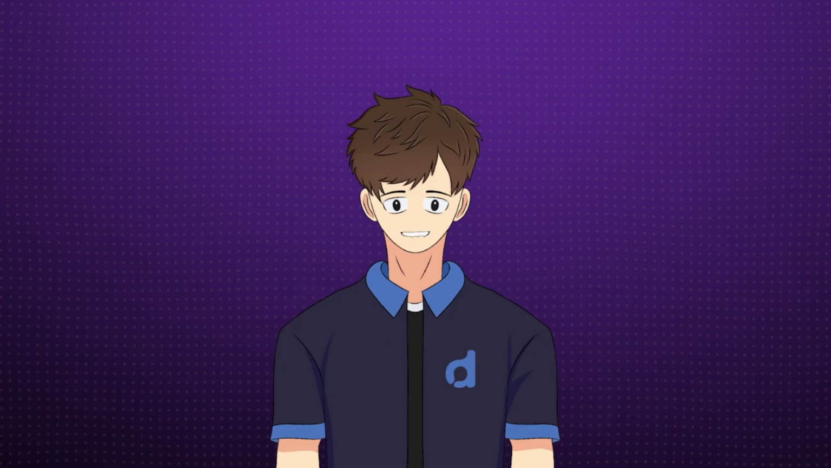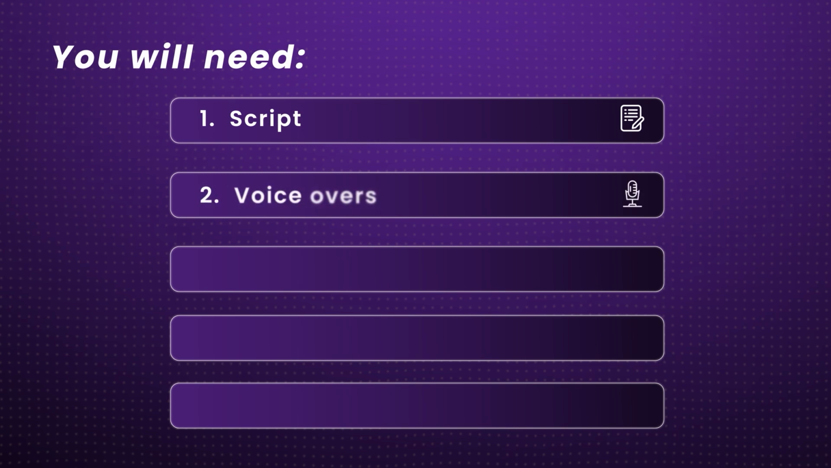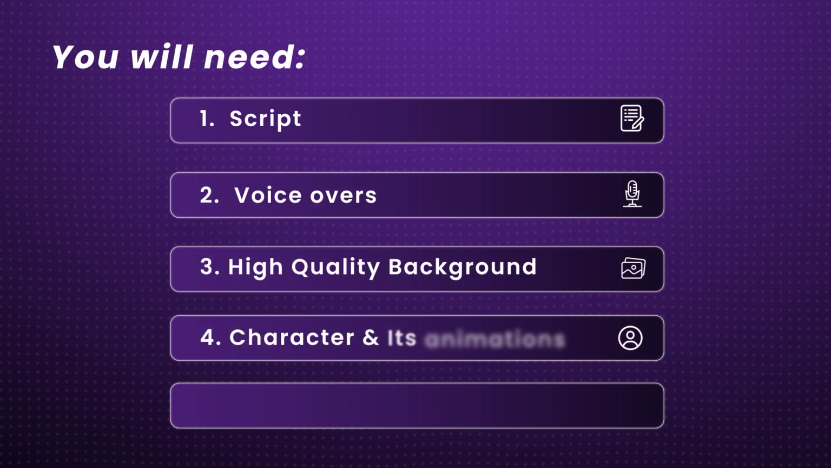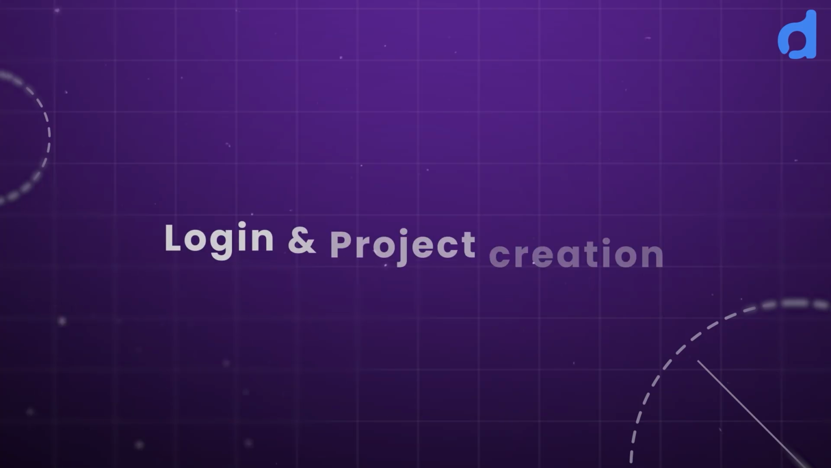For creating an animated story, you will need 1. Script, 2. Voiceovers, 3. High-quality backgrounds and consistent style, 4. Character and its animations, 5. And an editor to compile, customize, and export in 4K. You will get all of these in Autodraft AI.